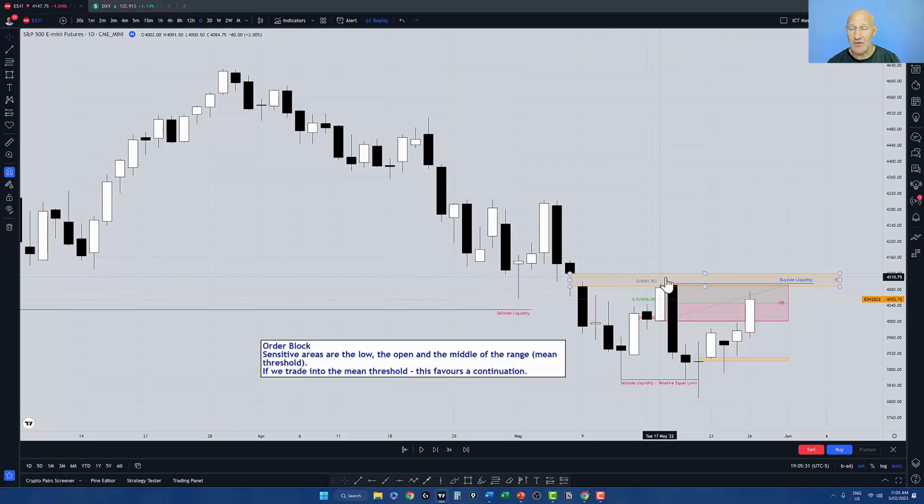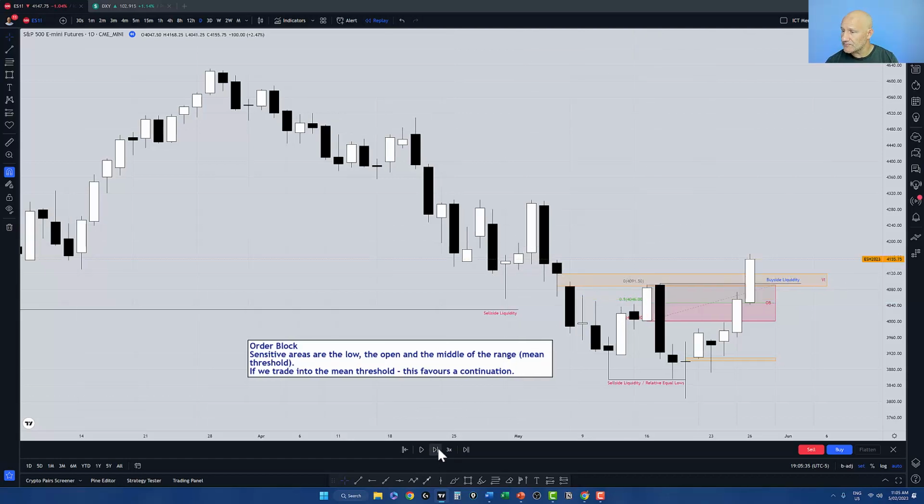So let's click forward now and see if that's what actually happens or not. And you can see it most definitively does. We get quite a strong reaction from that. You can see we take out that buy side liquidity and we completely fill in that volume imbalance.